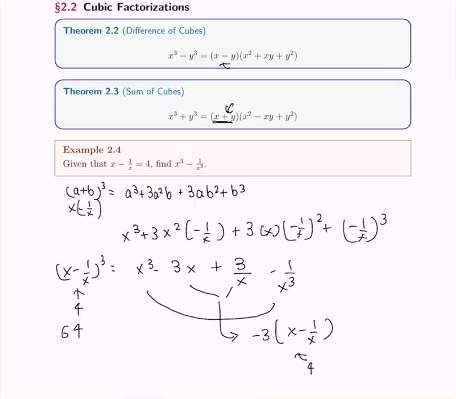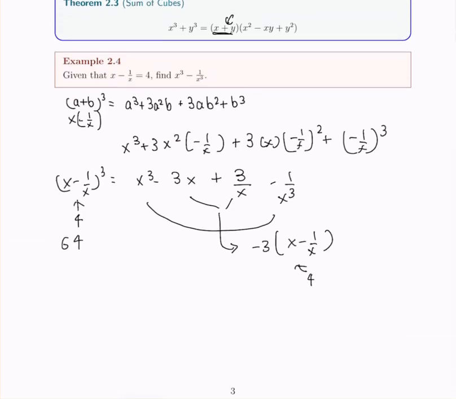And so this would give us negative 12. So 64 would be equal to x cubed minus 1 over x cubed minus 12. And if we move this over to this side, x cubed minus 1 over x cubed would be equal to 76. Great. Okay, now let's move on to the next one.